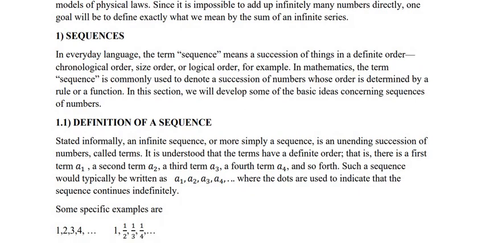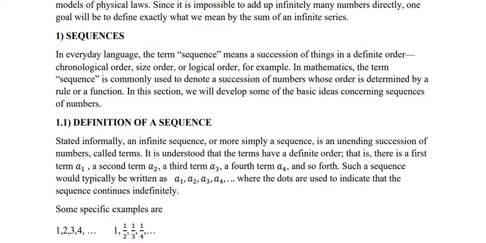A sequence in everyday language means a succession of things in a definite order. In mathematics, the term sequence is used to denote a succession of numbers whose order is determined by a rule or a function. Informally, a sequence or an infinite sequence is an unending succession of numbers. We call these numbers terms. It is understood that the terms are in order.